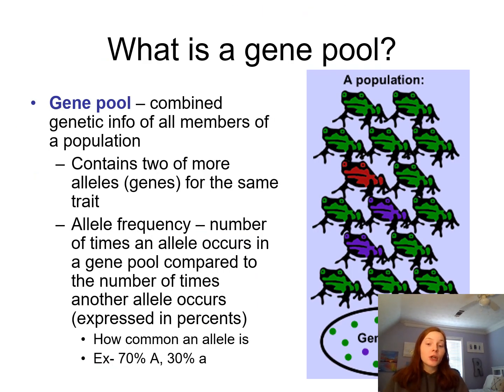Gene pool, so you can literally think of it as a swimming pool for your genes in a population. It's just all the genetic info of the members of a population. It contains the alleles, you know that already from Mendelian genetics. Another term you need to know is the allelic frequency. This is the number of times an allele occurs in a population, and we're going to measure it in a percentage. An example would be you have 70% big A in a population, 30% little a. That means 70% of the organisms have the big A allele, 30% of the organisms have the little a allele. That's how you would calculate allelic frequency.